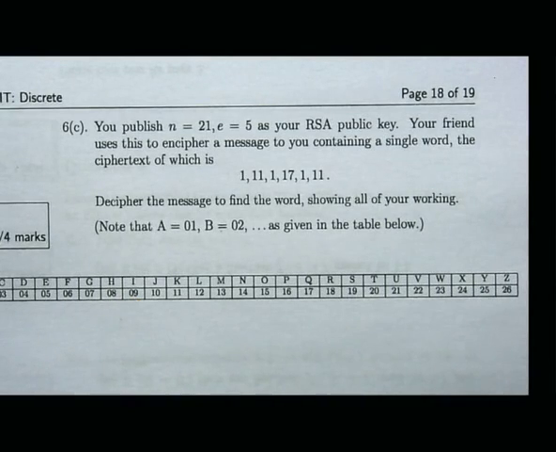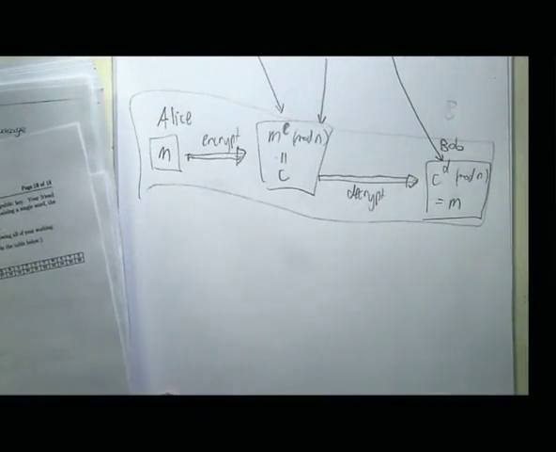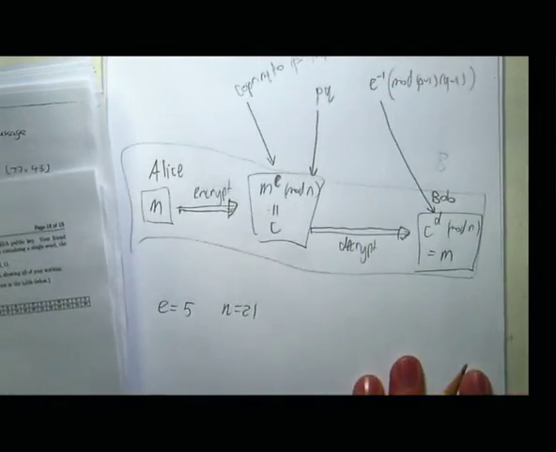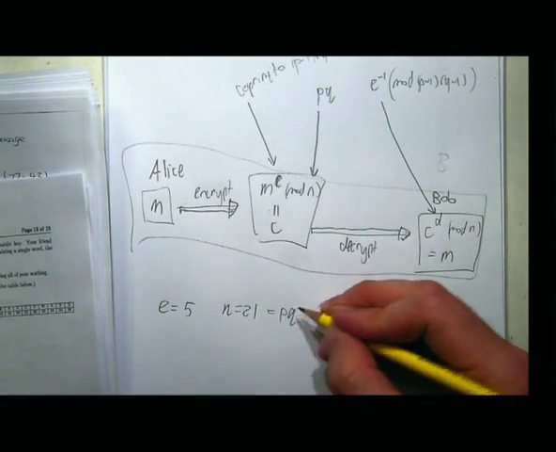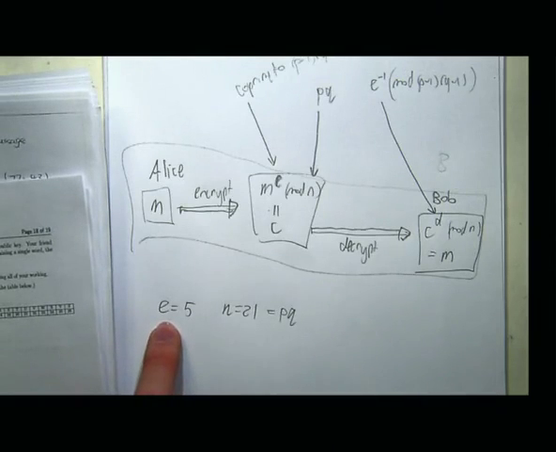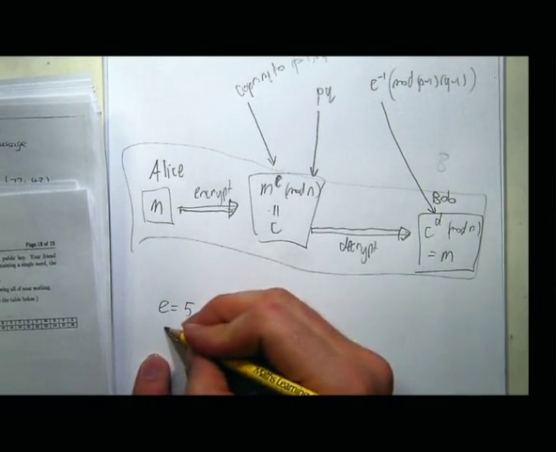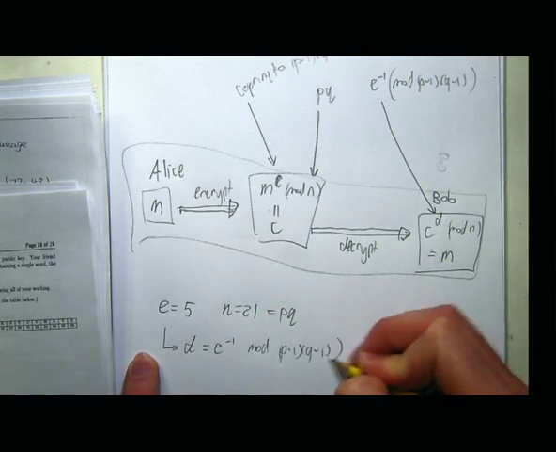Anyway, in order to do this, we need to find what the secret key is. Okay, because according to our picture, let me just write this out again. We have that E is 5 and N is 21. So the N here is 21, which is really P times Q for some P and Q, and the D and E are inverses of each other, mod P minus 1, Q minus 1. So we have that D is E inverse.